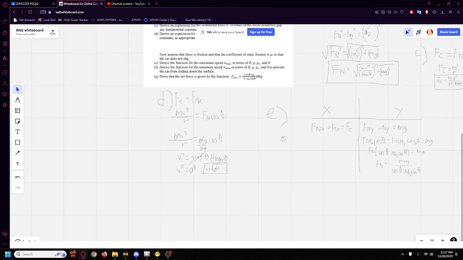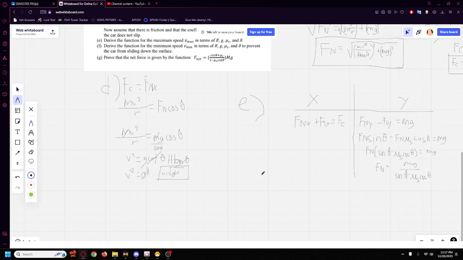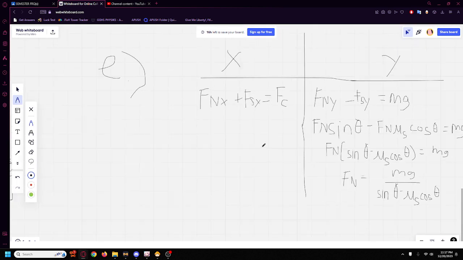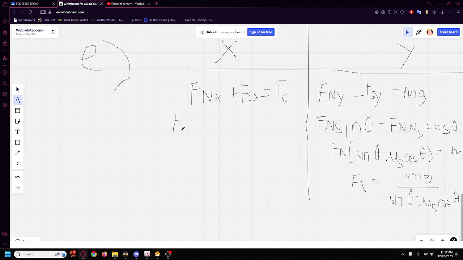But that's not the Vmax yet. So FNx is the same thing as FN cosine theta plus FN mu s sine theta, and that's equal to mv squared over r.